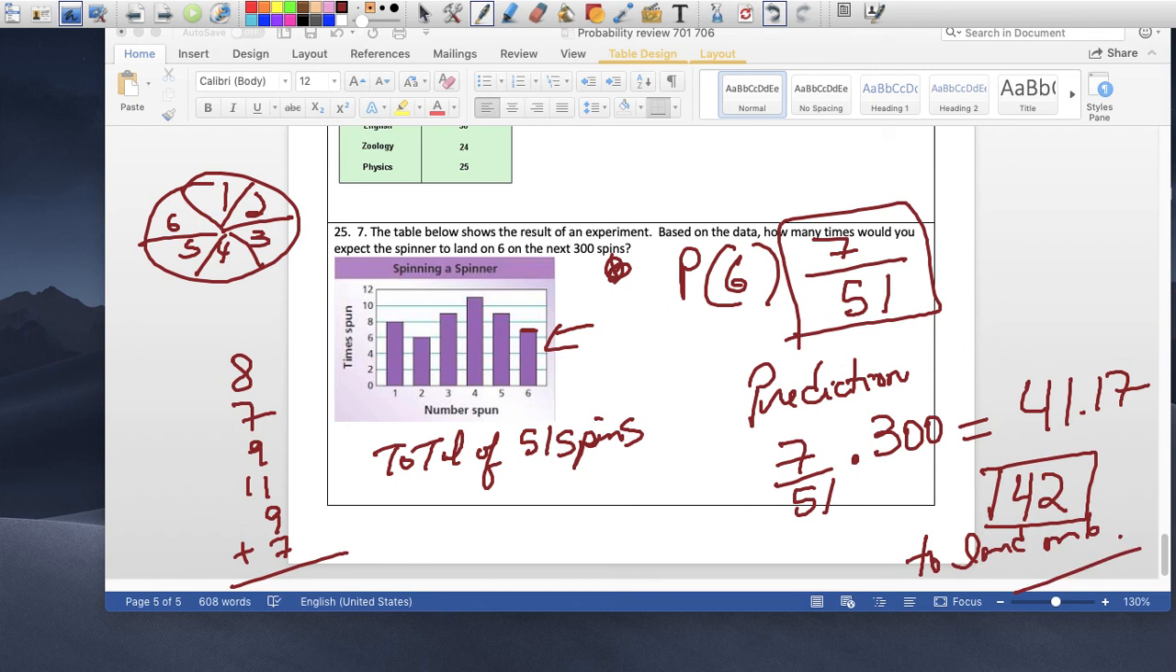That's literally what your test is going to look like. So if you're really comfortable with this and you did well, congratulations, you have nothing to worry about. And that's it. I'll post it right now.